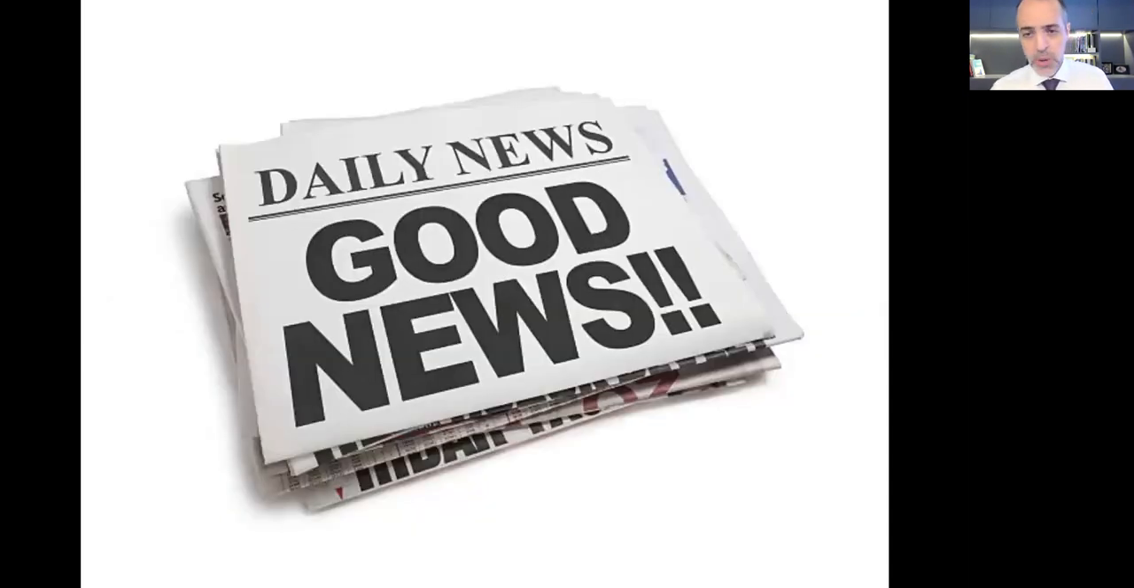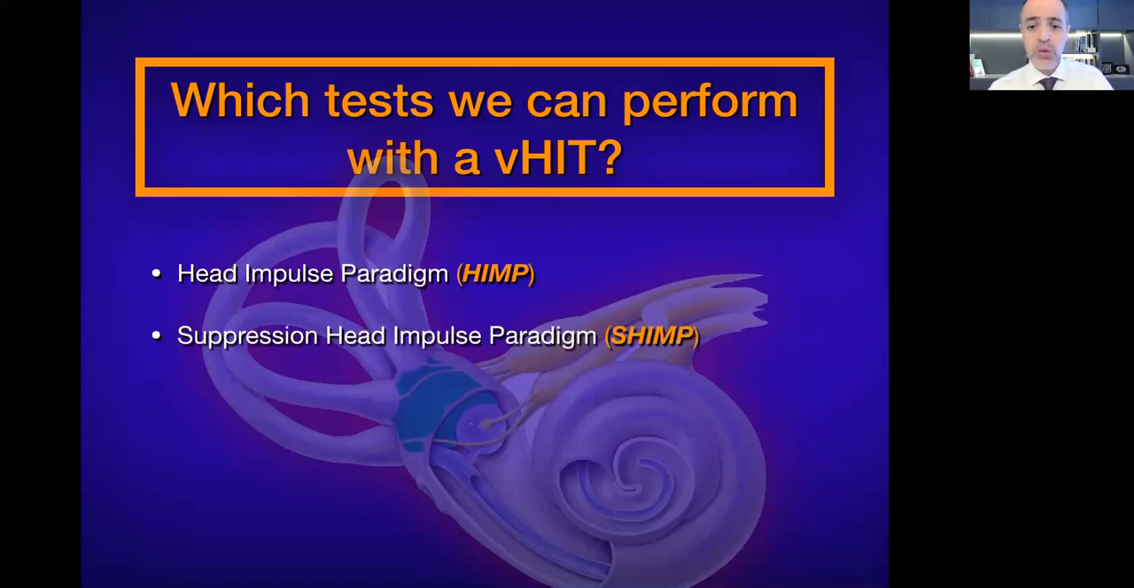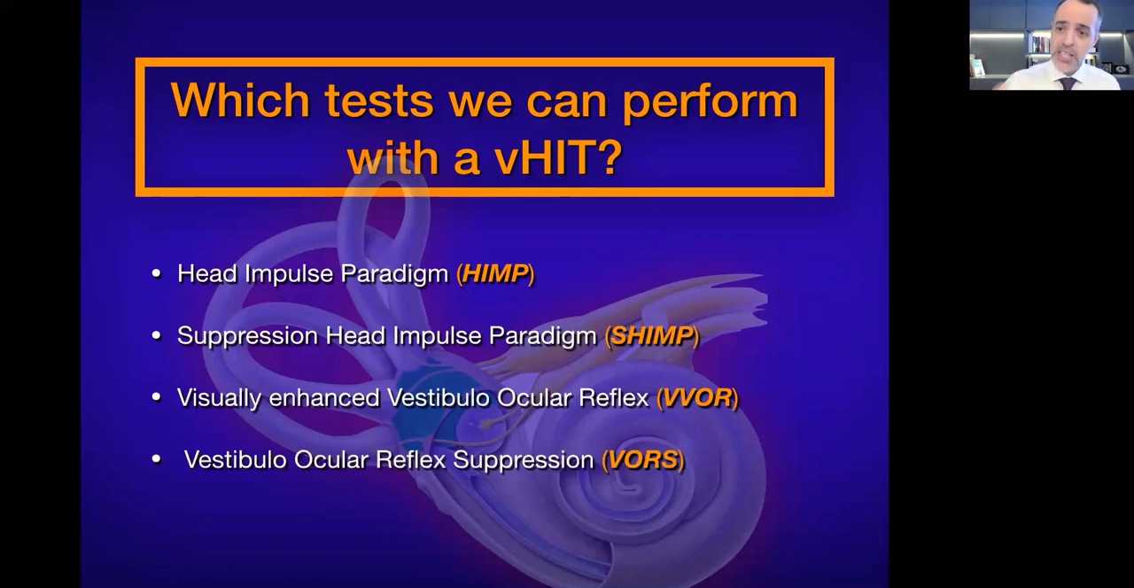So the good news about the video head impulse test is that you have different tests that you can do. With the vHIT device, you can do the HIMP, the head impulse, and you can do the SHIMP. I'm not going to go through the SHIMP right now in this talk because I don't want to run out of time. But you can also perform the VVOR and the VOR test that we talked about yesterday. So those are the good news. You have a pretty good device that can do different tests.